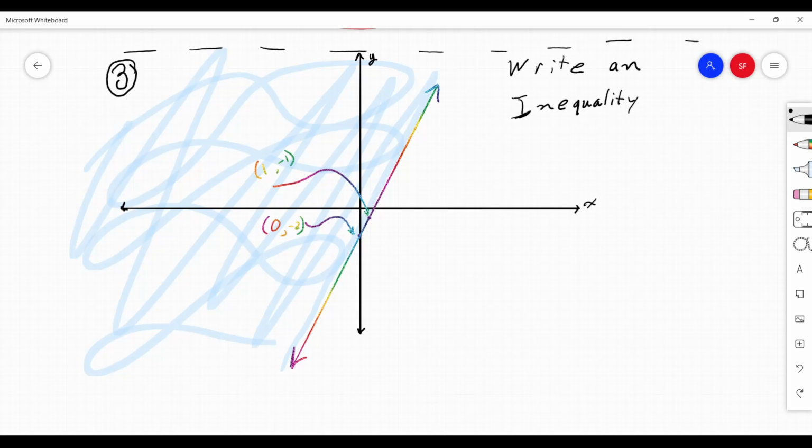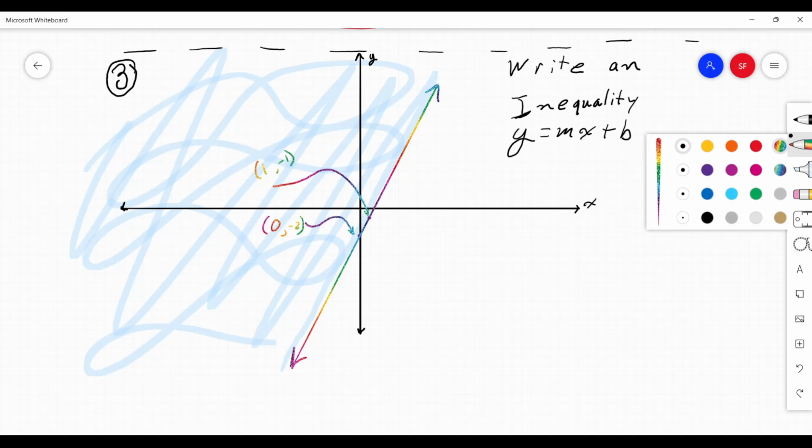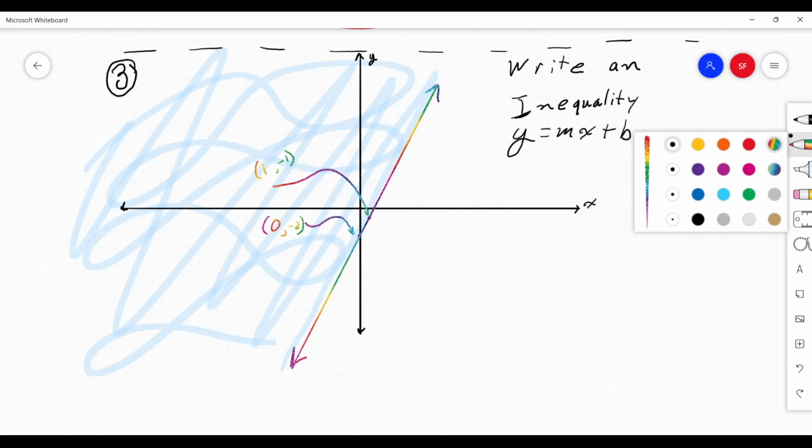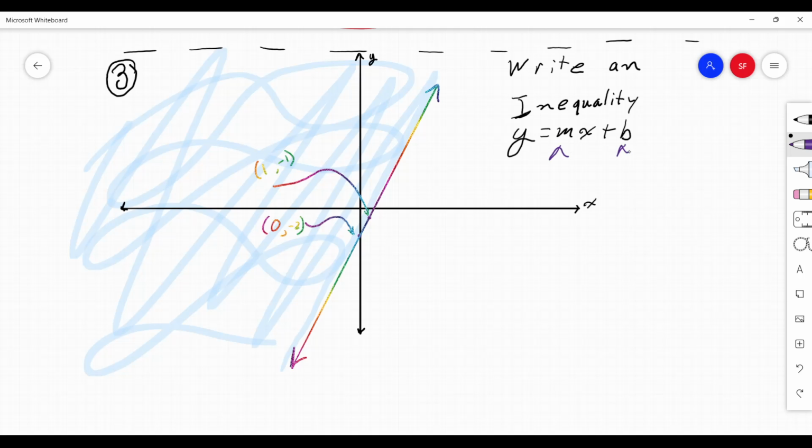Okay, so what do I need to do? You need to take the pieces and... Which one is going to be easiest to find straight away from this picture? 0, -2. That's the M or the B? The B. So B equals what in this graph? B equals -2. Yes.